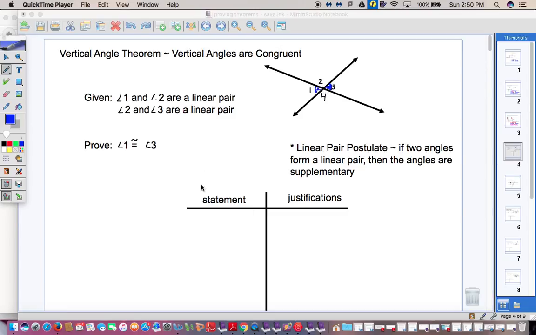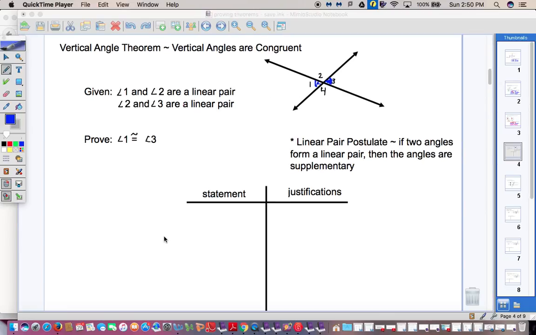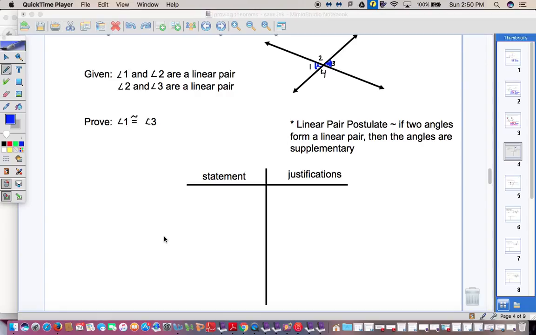Okay, so one thing that we need to remember is the linear pair postulate, and that states that if two angles form a linear pair, then the angles are supplementary. Okay, so that's going to be important information down here in our justifications. So we're going to start, as always, by writing down what our givens are.